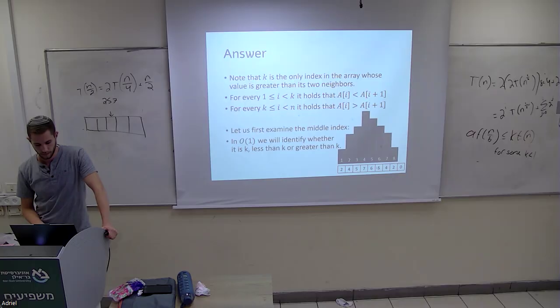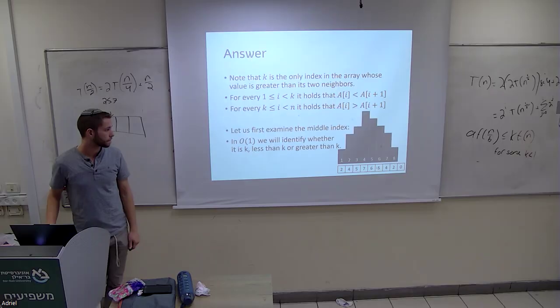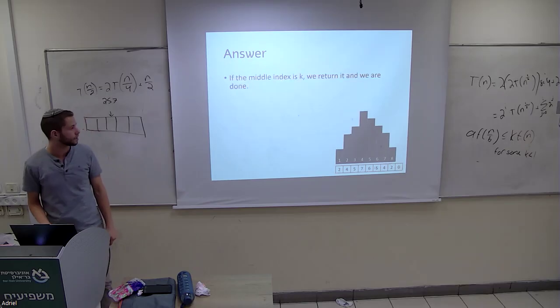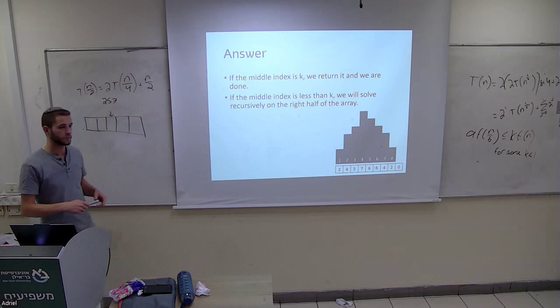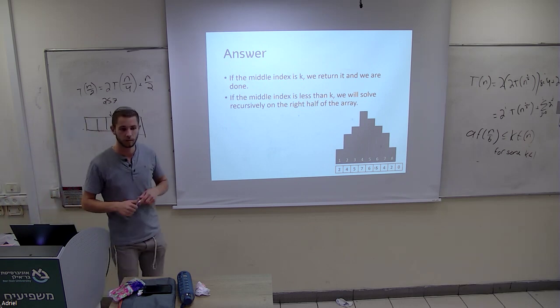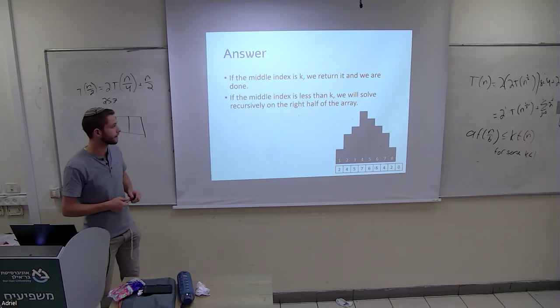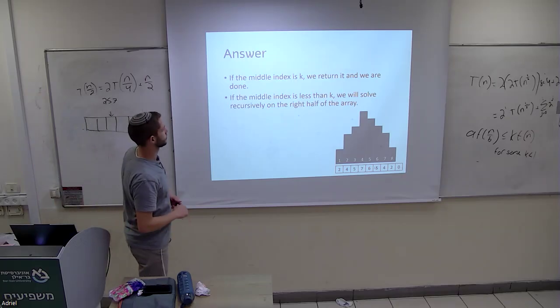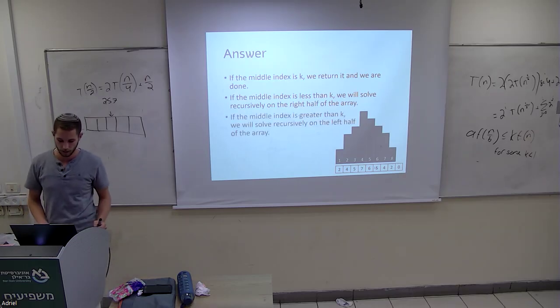Okay. So we're going to identify the middle, like we said. If the middle index is k, that is, its neighbors are both smaller than it, then we return k. If the middle index is less than k, we solve recursively on the right half of the array. And same thing the other way. If the middle index is greater than k, we solve recursively on the left half of the array, right?